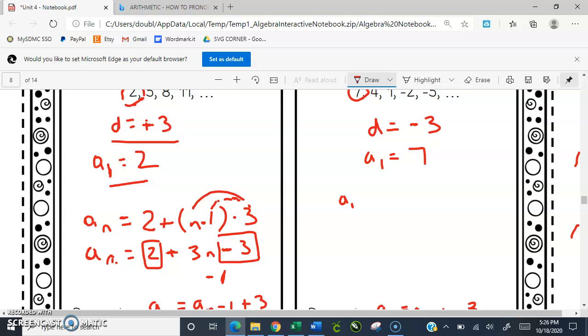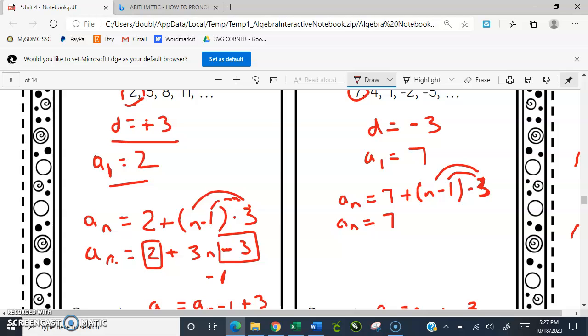a sub n equals our first term plus n minus 1 times our common difference. Okay, and just like the previous problem, we want to multiply. We want to use the distributive property. I keep telling you, every time we use the distributive property, we used that the first week of school. So everything we use builds up on whatever we use for the remainder of the year.